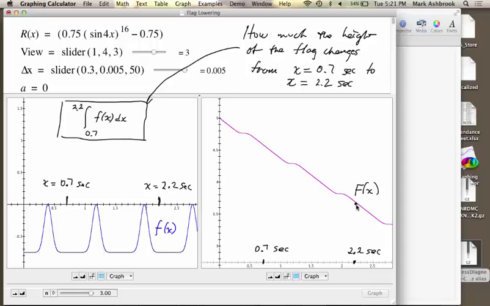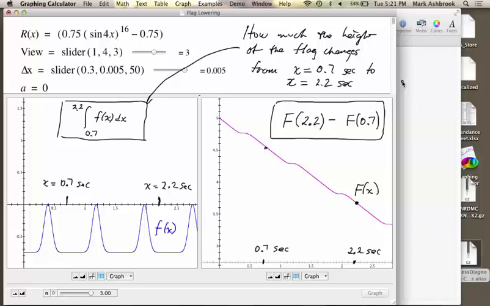Yeah, so we're going to take the final height, F of 2.2, and the initial height, and simply do what? Subtract. So we take the final height and subtract the initial height. Both of these expressions calculate the change in height of the flag in that time period. And since they both calculate the same thing, what can we say about them? They're equal.